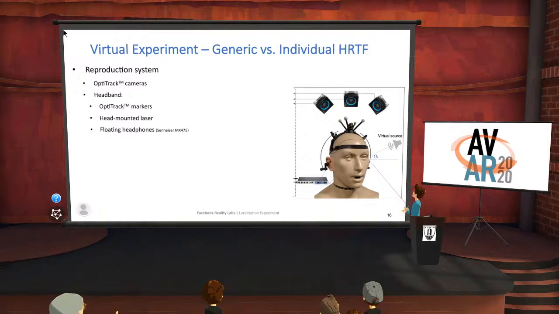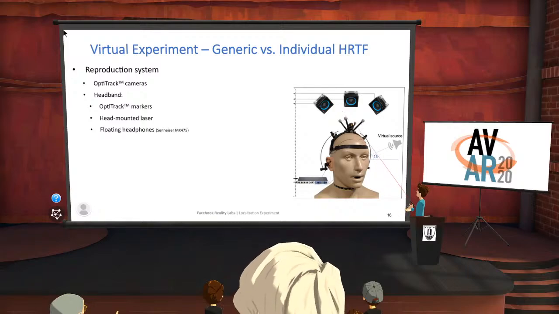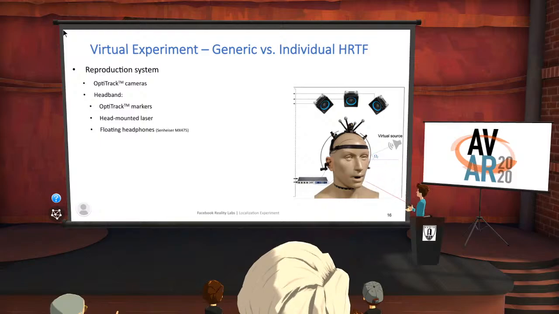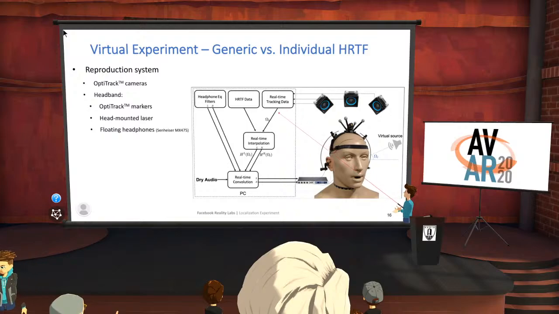For the reproduction system, we have optical cameras tracking the rigid body on the subject's head. We also have the head-mounted laser on the subject's head, and the floating headphones that we can adjust to be directly in front of the ear canal of the subject. In real time, we get the tracking data, and using the measured HRTF with real-time interpolation and incorporating the headphone EQ filter with the dry audio, we get the updated audio. All this end-to-end latency from head movement to sound update was measured to be less than 40 milliseconds, which is below the threshold for localization.